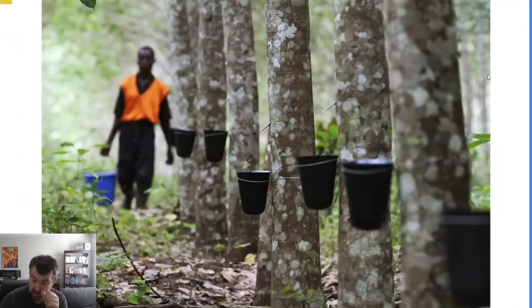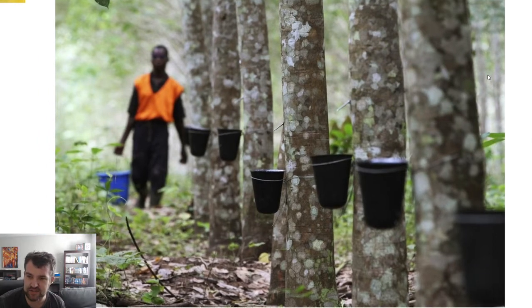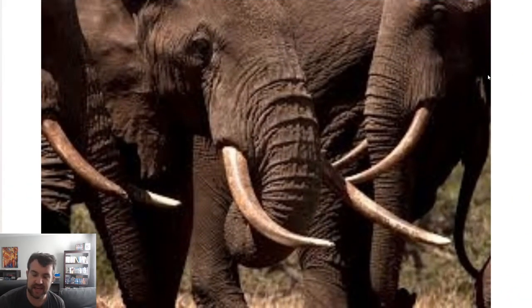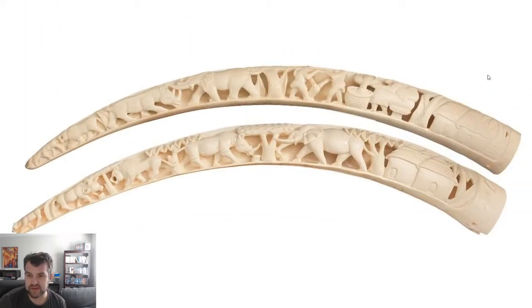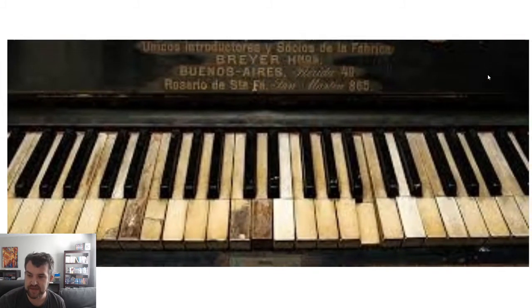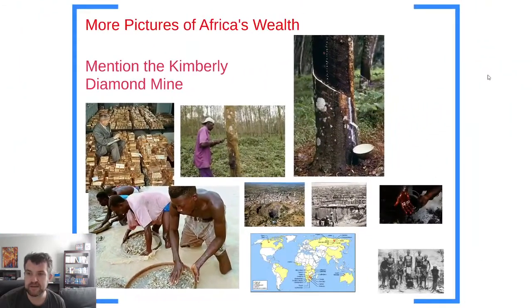These are rubber trees. I'm going to deep dive into this a little bit later. But yeah, this is where you can get rubber. Rubber is this kind of gooey stuff that comes out of certain trees. And the elephant tusks there, that's where you get ivory. And yep, that's what ivory looks like. So you just get an elephant's tusks and you just carve it out and make some cool looking stuff. Piano keys.